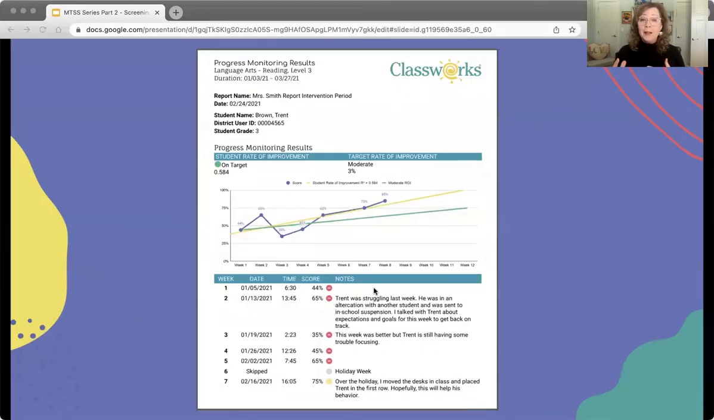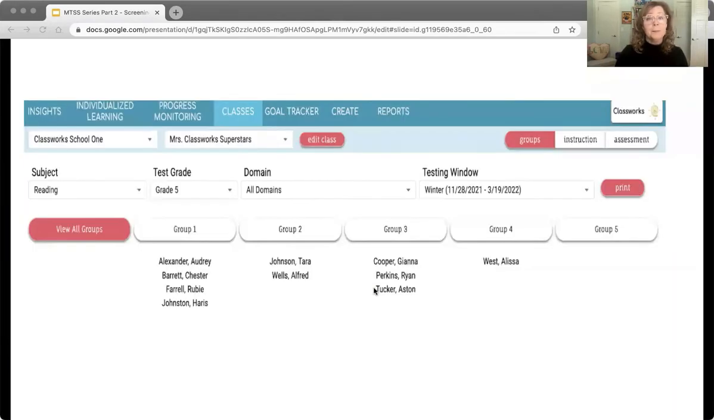That performance level that we just talked about is where a student should be progress monitored. Monitoring the intervention at the level the student is performing allows you to see if the student is responding to the intervention and ultimately determines tier movement during the intervention.